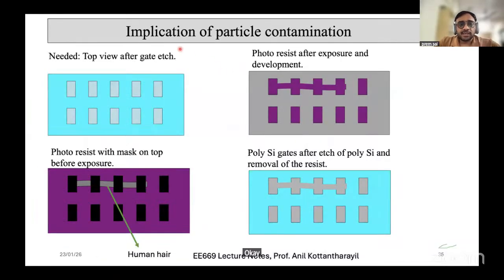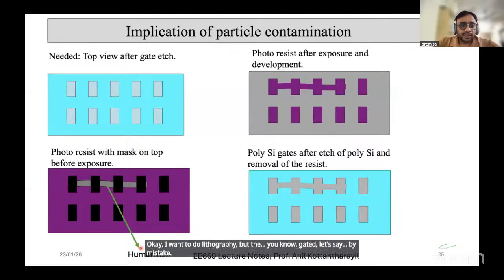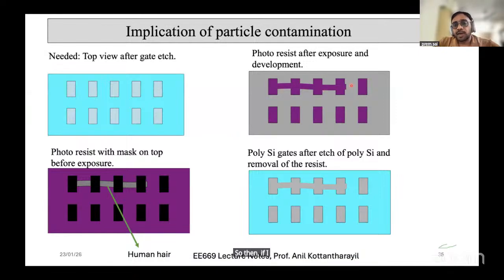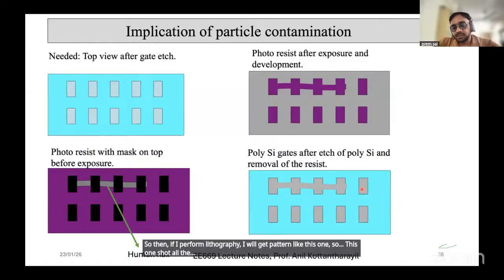Let's say there is a mask. I want to do lithography for the gate edge. Let's say by mistake my human hair falls on this. Then if I perform lithography, I will get a pattern like this. This will short all the gates. That's what I want to show.